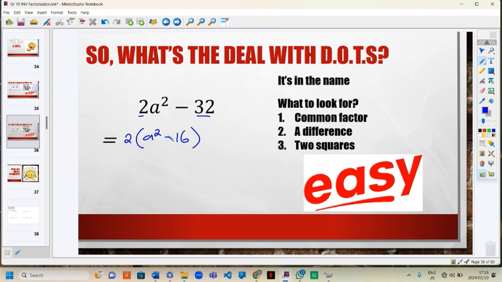There's a difference. I've got two terms, and are they both perfect squares? a squared is a perfect square. We know it's going to give me a and a if I square root it. Is 16 a perfect square?